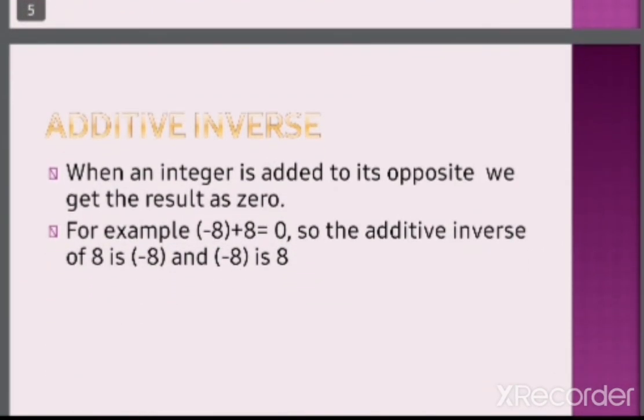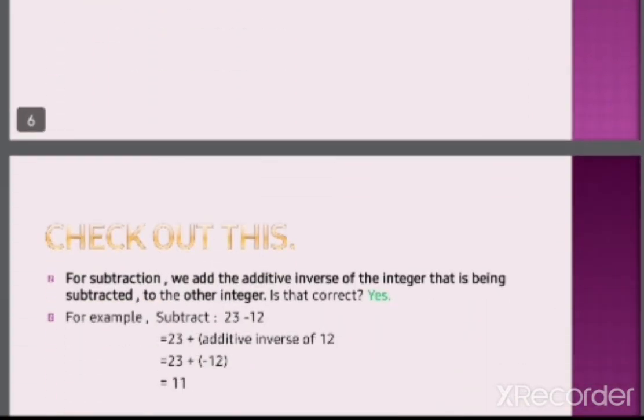Then the additive inverse. When an integer is added to its opposite, we get the result as 0. So the additive inverse is nothing but the opposite number; when it is added to the number, the answer is 0. For example, minus 8 is added to 8. The opposite of minus 8 is plus 8. The additive inverse of 8 is minus 8, and of minus 8 is 8. When we add these two numbers, we get only 0.